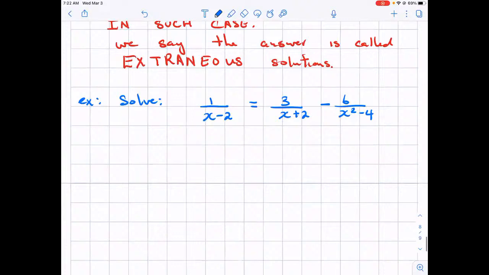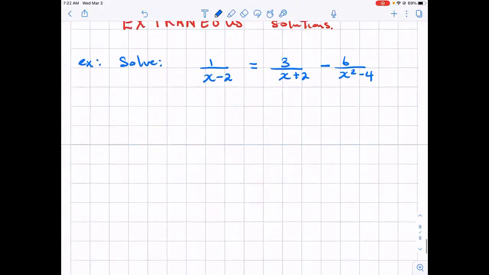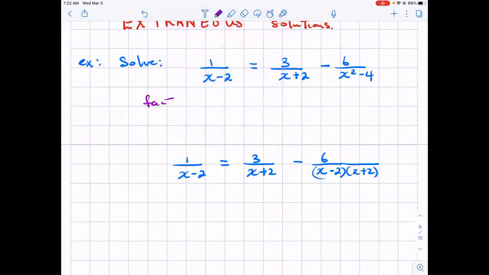So the first thing we want to do is to factor each denominator if possible, okay? We want to factor each denominator if possible.